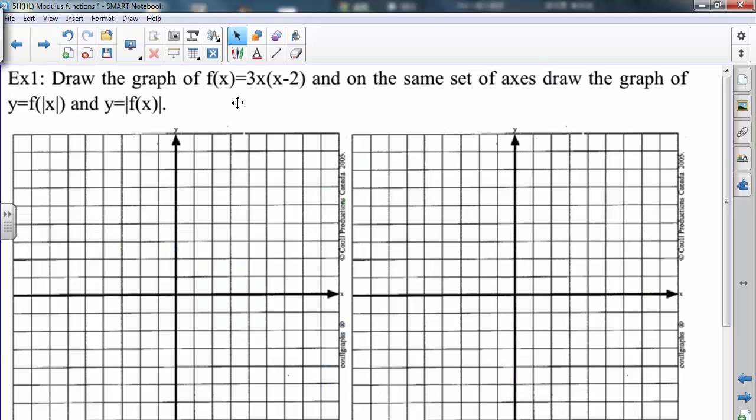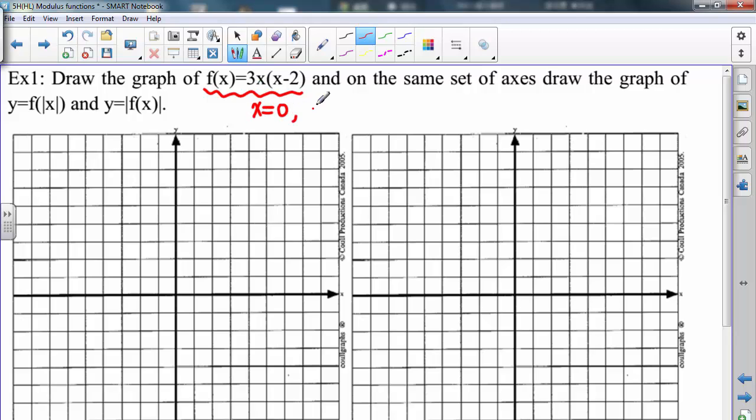The original function is f of x equals 3x times brackets x minus 2. So we need to graph these two different types of modulus functions. No matter which one you want to graph first, we need to graph the original function. Let's look at how we can graph this original function. Most of you guys realize this one is a quadratic function. You will see two x-intercepts.